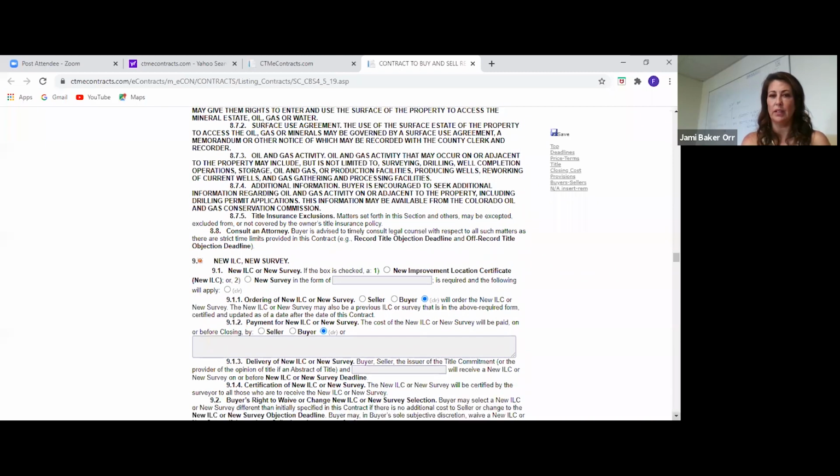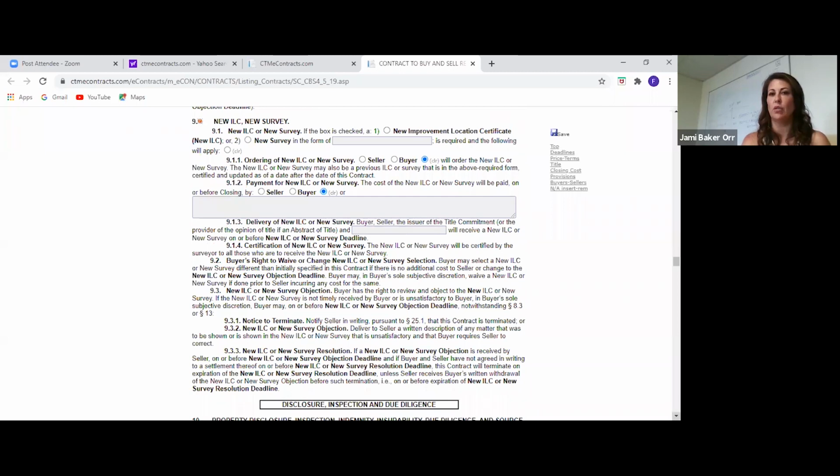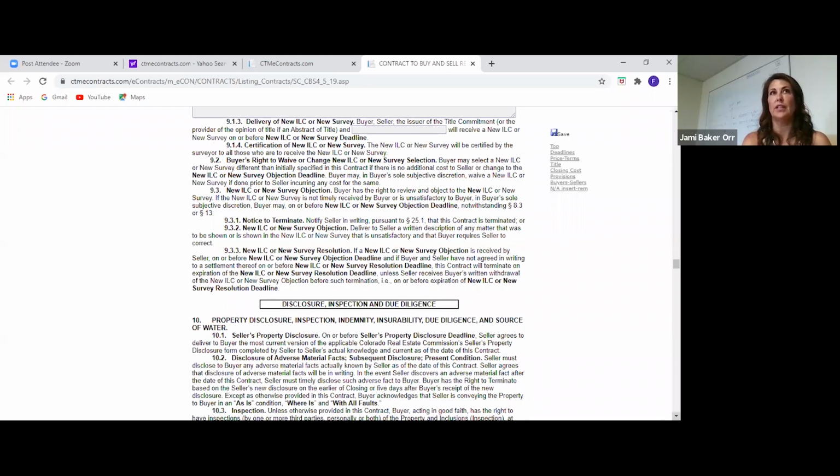And then here's where you're going to mark the ILC and who's going to order it and who's going to pay for it. It just depends what you can negotiate. And then who it's going to go to, which is normally the attorney.